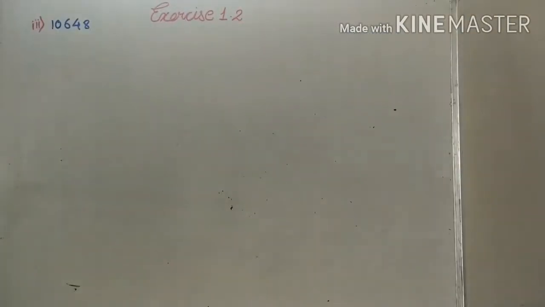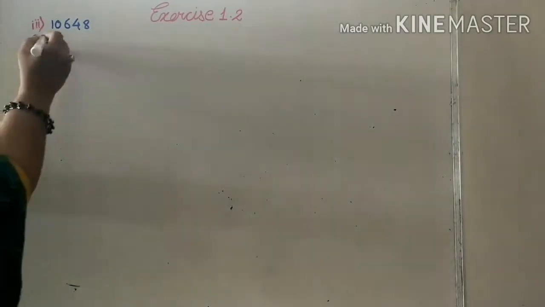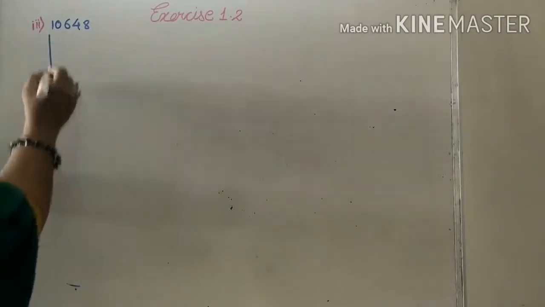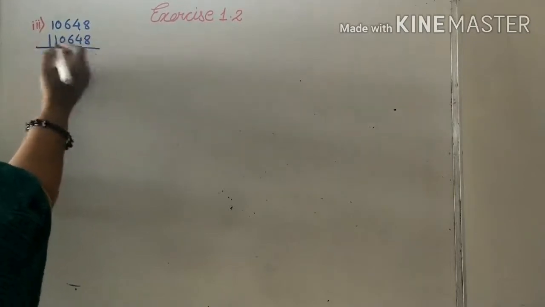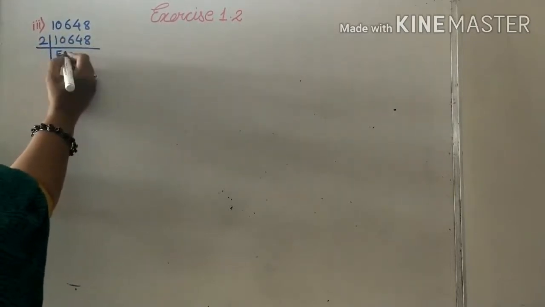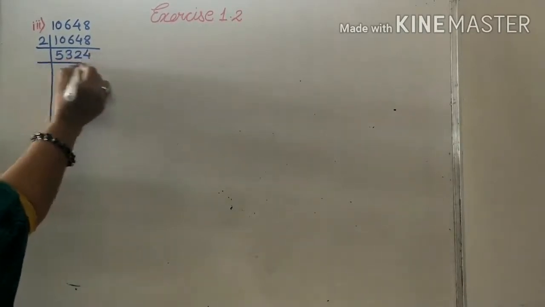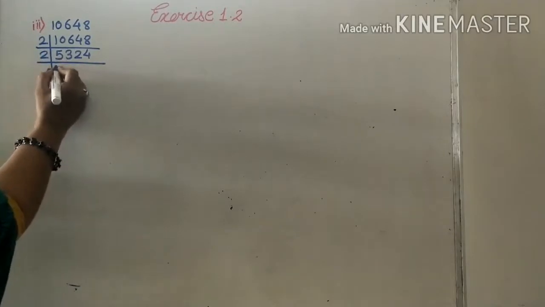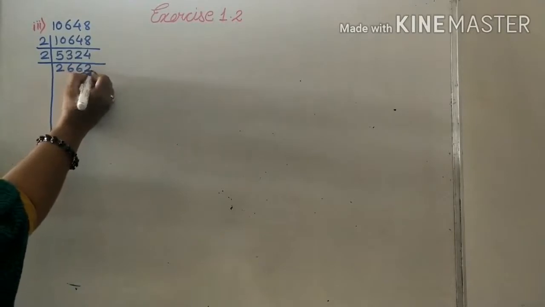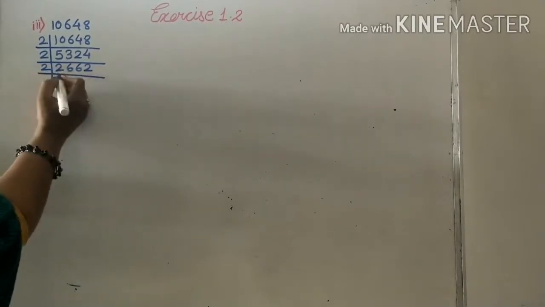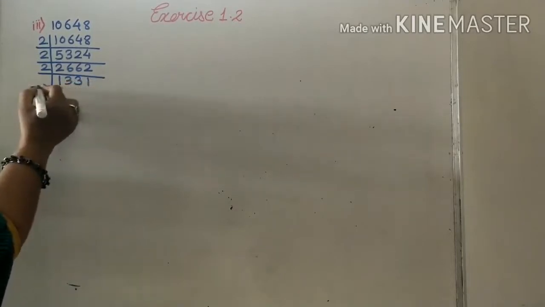Third one, 10,648. So we'll find the factors of this number. 10,648. We'll start with 2. 2 5s are 10, 2 3s are 6, 2 2s are 4, 2 4s are 8. Again, 2 2s are 4, 2 6s are 12, 2 6s are 12, 2 2s are 4. 2 1s are 2, 2 3s are 6, 2 3s are 6, 2 1s are 2.